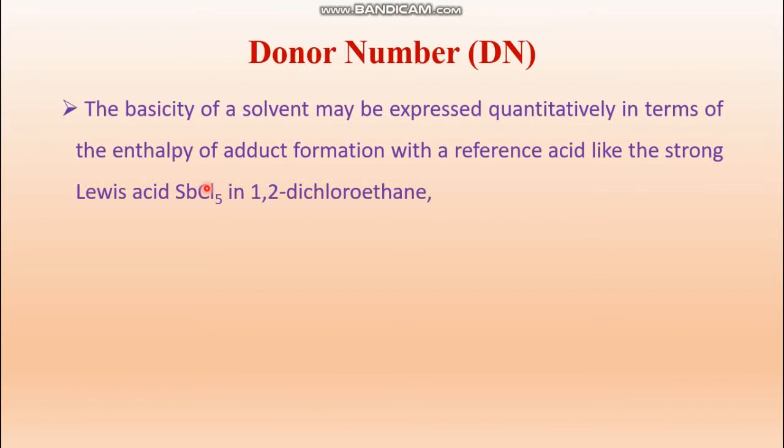So antimony pentachloride is the reference, whereas the variable parameters are the solvents here. Antimony pentachloride is a constant. It will not be changed, but the solvents will be changed from time to time in order to verify their tendency to donate their lone pairs. Here is the adduct form. When antimony pentachloride is dissolved in 1,2-dichloroethane, it forms an adduct with the base. The base has some lone pair. This adduct is formed. Now, what is the enthalpy?